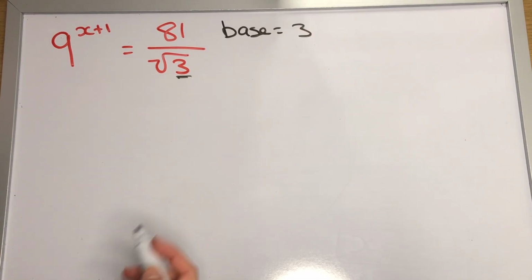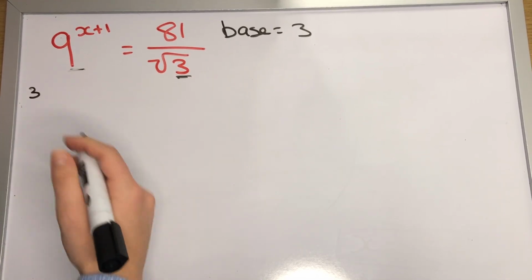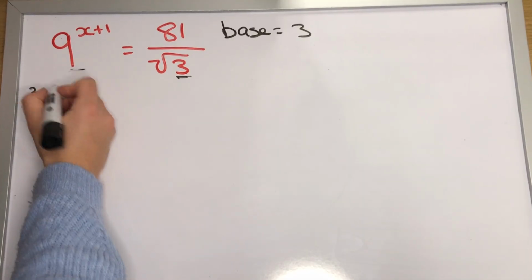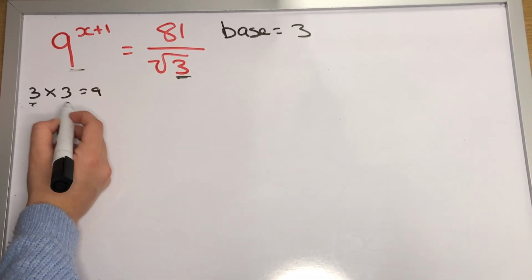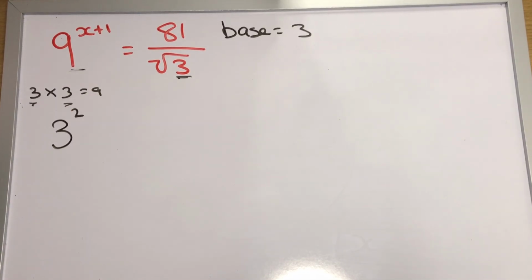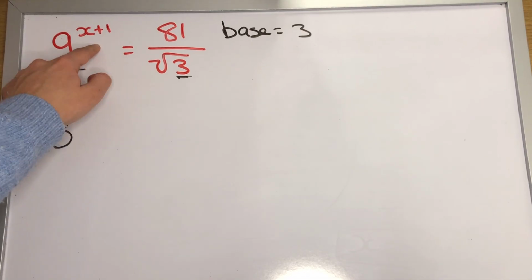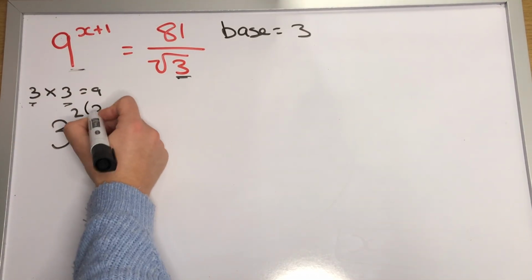So we're going to have to convert this 9 and this 81 into the base of 3. By doing that, we have to ask ourselves with 9, how many times could I multiply 3 to get us to the number 9? So 3 by 3, well, that's 9. How many times did I multiply 3? I did it twice. So that means 3 raised to the power of 2 gives me 9, but I can't forget the x plus 1. So I have to do 2 and multiply that by x plus 1.